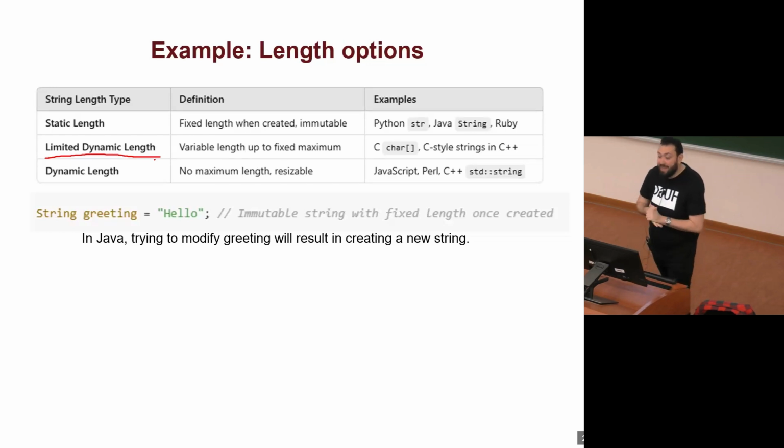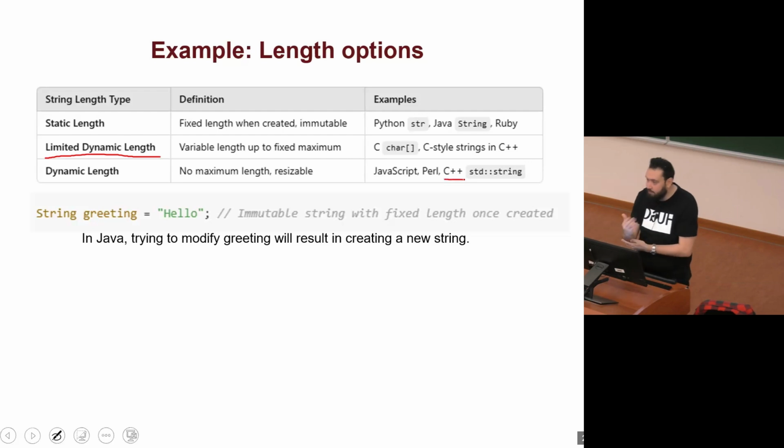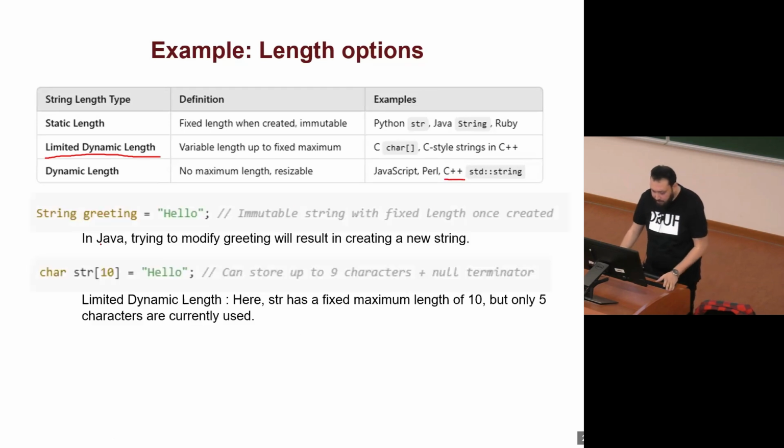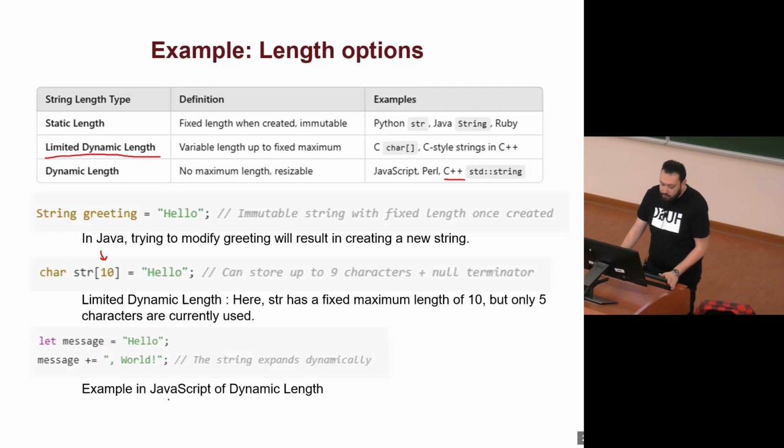Now, when it comes to dynamic length, this is usually in JavaScript. It seems like also C++ with the std string makes it dynamic. So for example, this is the one that I was talking about. If you put 10 here, it's going to be limited. And then when it comes to JavaScript, we have the dynamic length. Okay, so you just add a word to the hello, it's just dynamic.